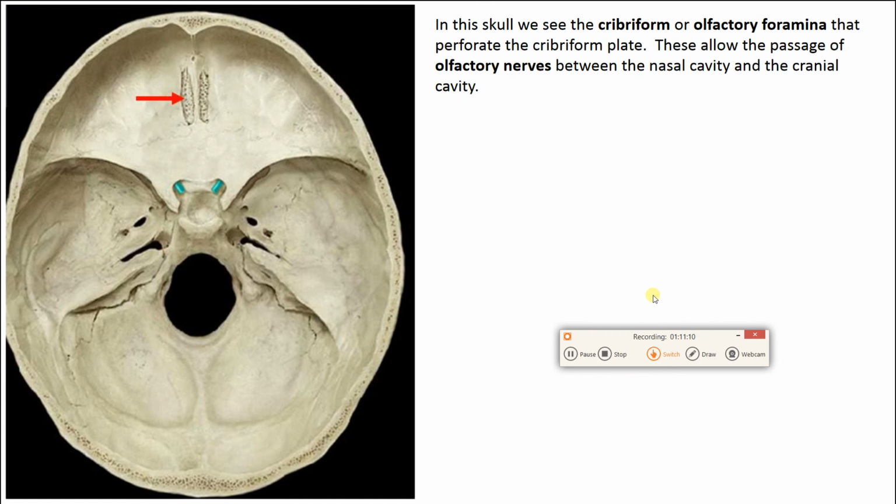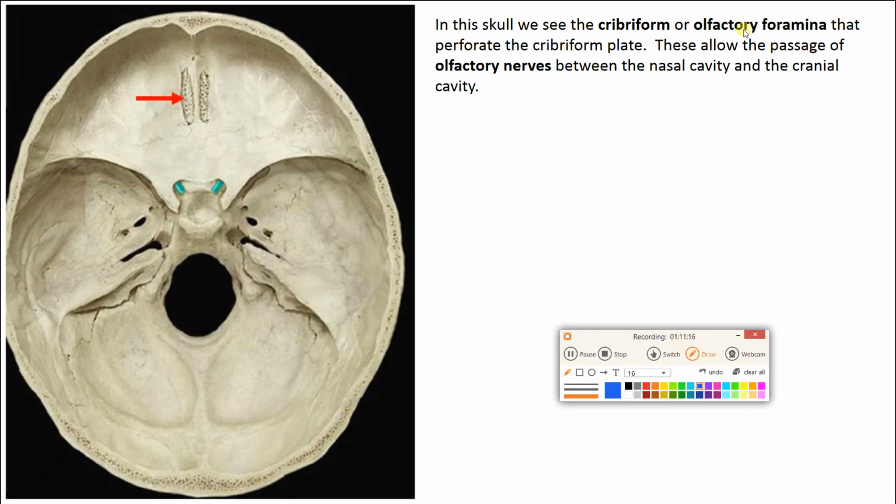The holes are foramina. Foramina is the plural of foramen. So foramen is a hole. Foramina are holes. These guys are either called cribriform or olfactory foramina. They're going to perforate that cribriform plate. They let olfactory nerves, so smell nerves, go from your nasal cavity to your cranial cavity. And we can see them beautifully right there.